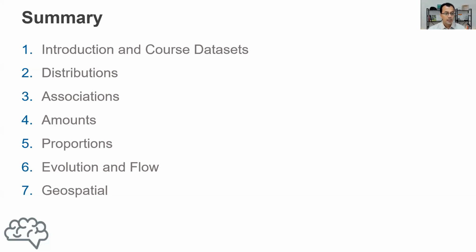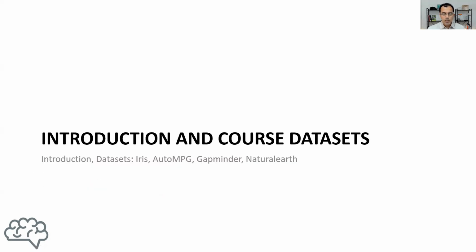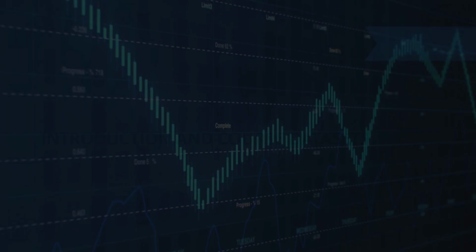And after that, we are going to have the presentation of 6 different types of data visualization tools. We are first going to work with distributions, then associations, amounts, proportions, evolution and flow, and geospatial data. All these are related to different types of data and different types of graphs. Starting with an introduction to the field.